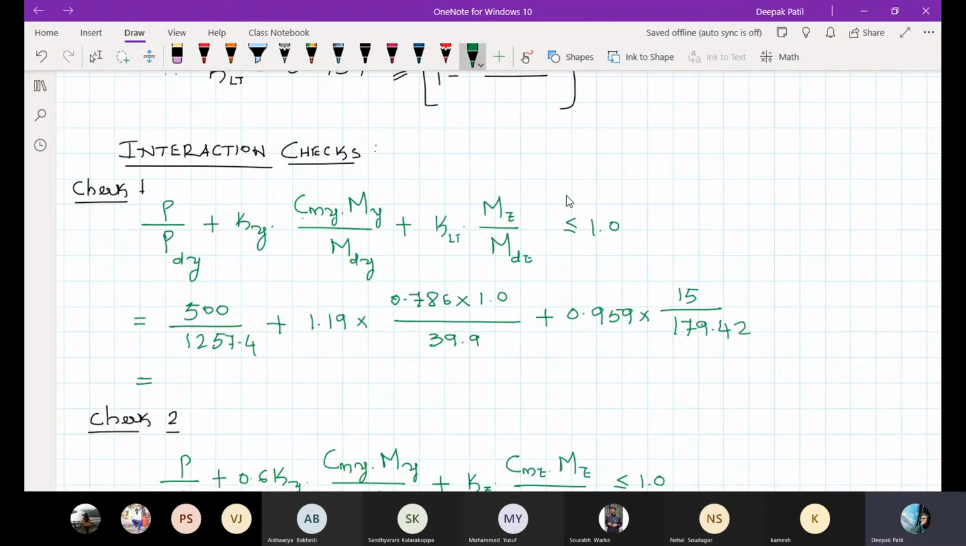So let us check what will happen to all these things. So 500 divided by 1257.4, which is 0.39, plus 0.786 multiplied by 1 divided by 39.9 multiplied by 1.19, which is 0.023. That is the second term. Plus the third term, that is 0.959 multiplied by 15 divided by 179.42, which is coming out to be 0.080.